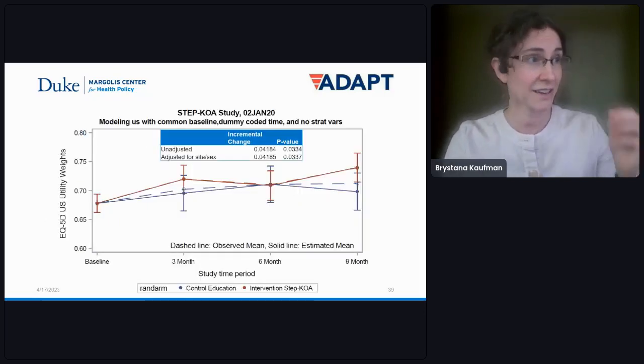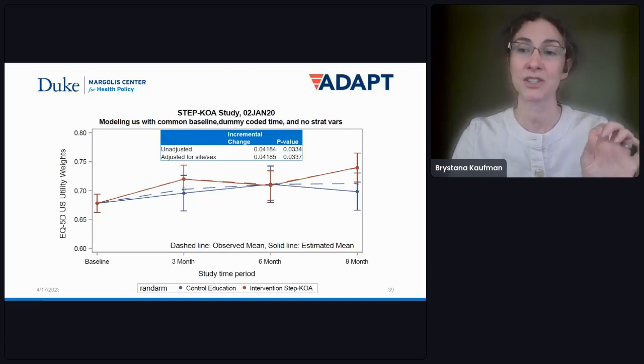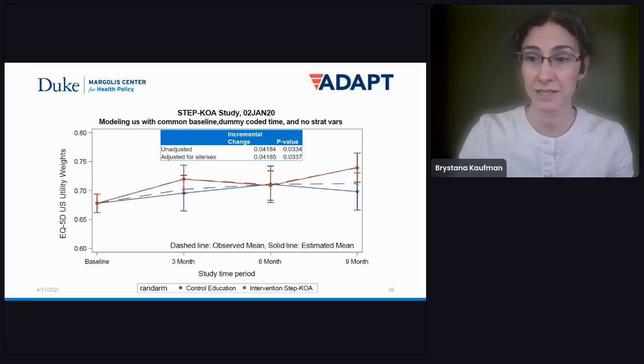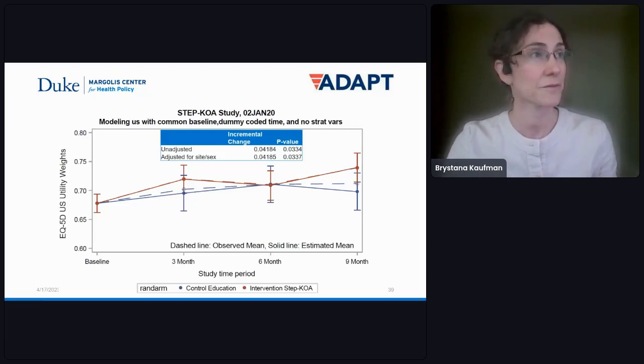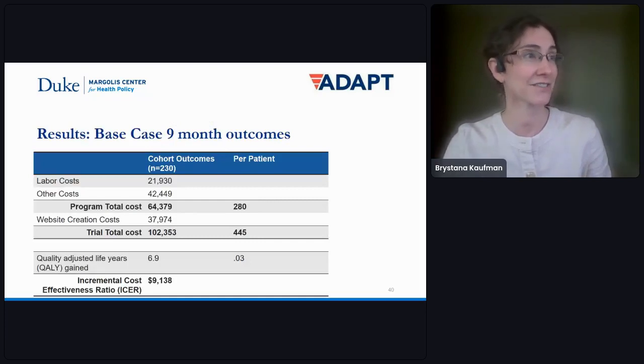And a little more detail, this just shows the quality of life changes over time. And while you can see the confidence intervals for quality of life overlap at each time point, the incremental change in the treatment group between baseline and 9 months was significantly improved compared to the incremental change in the control group over that same period. So that's where we derived the benefit and estimated the quality adjusted life years for our incremental cost effectiveness ratio, which was less than $10,000, very cost effective.